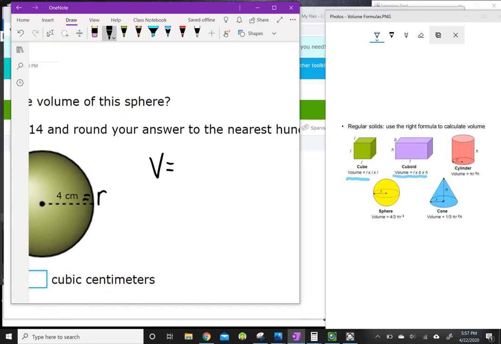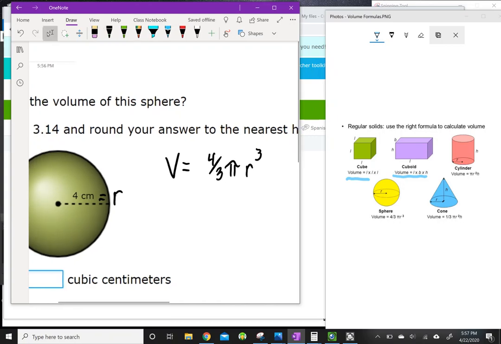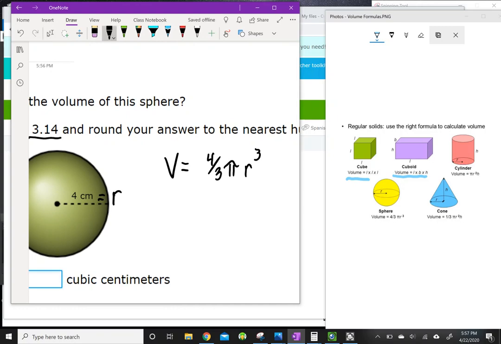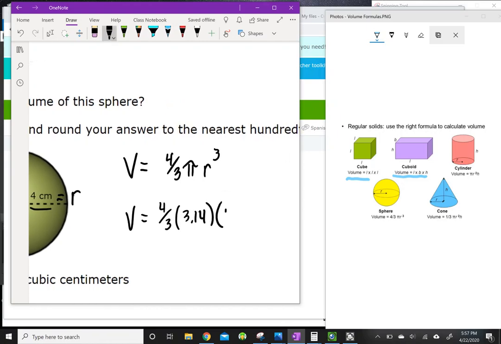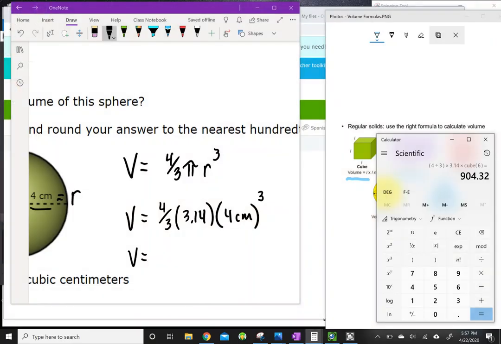And so I'm going to do 4/3 pi r cubed, and I'm going to replace pi with 3.14, and I'm going to replace r with 4. So I'm going to do V equals 4/3 times 3.14 times 4, and that's centimeters again. Remember, 4 centimeters cubed. Units are really important. Okay, V equals, and let's grab our calculator and let's see here.